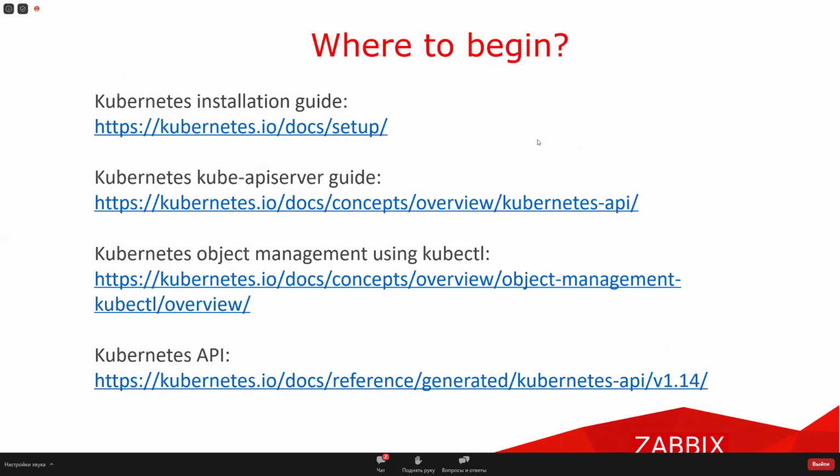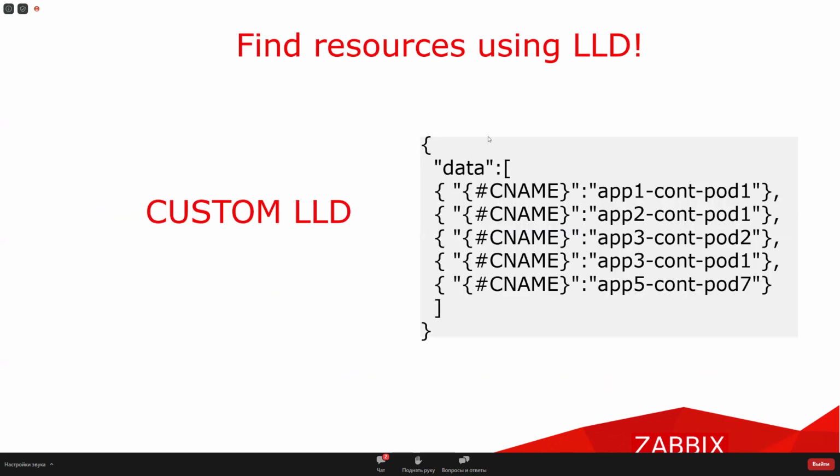So here we have a couple of useful links for your Kubernetes setup. If you want to read more about that API or kubectl, there you go. But essentially, if we are sending data via LLD, for example, via Zabbix sender or via a wrapper script written in Perl or Python, this is how it should look. On our left, we have a low-level discovery macro. In this case, it's CNAME, component name or container name. And then we have the container names themselves. So application 1, pod 1, application 2, pod 1, and so on. And then we can push them into Zabbix.